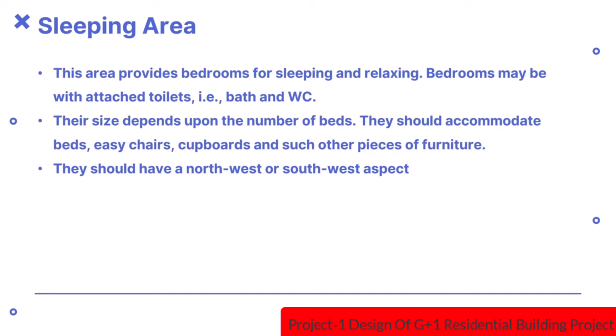Sleeping area provides bedrooms for sleeping and relaxing. Bedrooms may be with attached toilets, that is, bath and WC. Their size depends upon the number of beds. They should accommodate beds, easy chairs, cupboards, and such other pieces of furniture. They should have a northwest or southwest aspect.